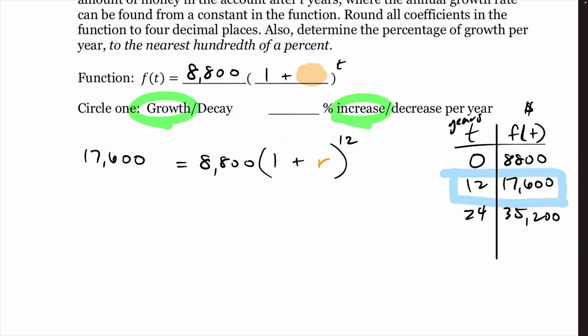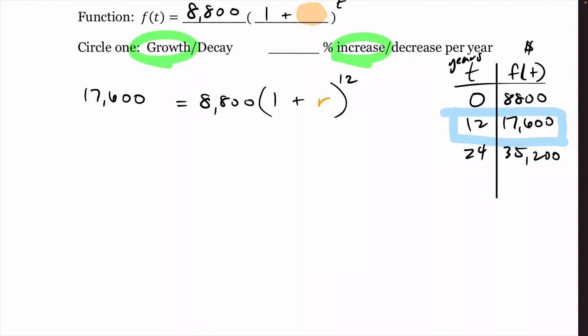Our calculator is going to be our best friend for this because there are some things that we don't want to do, and the calculator can do them. Okay, so I've got to solve for R. So I want to get R by itself. I want R only on this side. Everything else, I want the parentheses gone, I want the power gone, I want the 1 gone, I want the 8,800 gone. But I have to do it in the correct order.